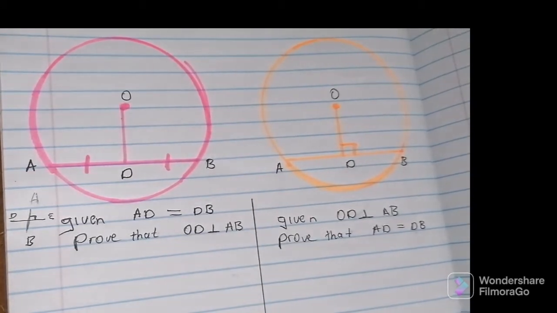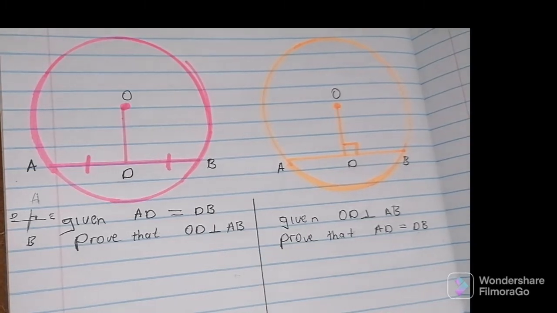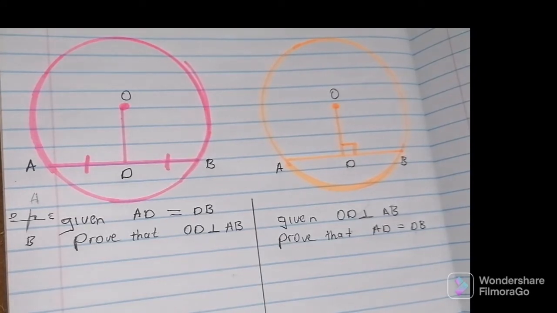So they want you to prove OD is perpendicular to AB, right? So guys, the first thing is that we must form two triangles, because once we form two triangles, we can prove congruency. Once we prove congruency, meaning those two triangles are the same, right? So here we can try to form our two triangles.